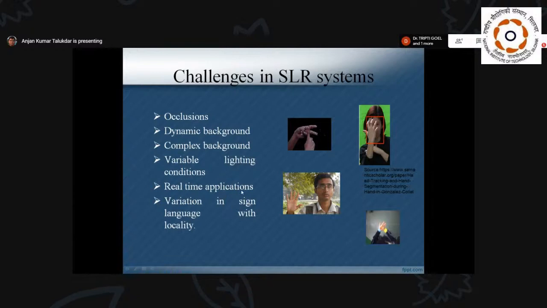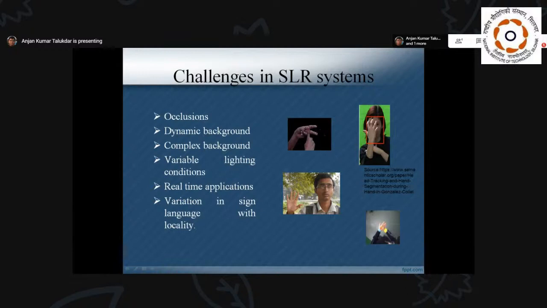Then real-time application. What is a real-time application? It means your recognition should be very fast. You have to recognize a sign before the next sign is entered, so recognition should be very fast. Then one more problem is called variation in sign language with locality. It means the sign language used, suppose in Delhi, may not be used in Mumbai. So there may be some variation, and that is also one problem in the Indian sign language system.